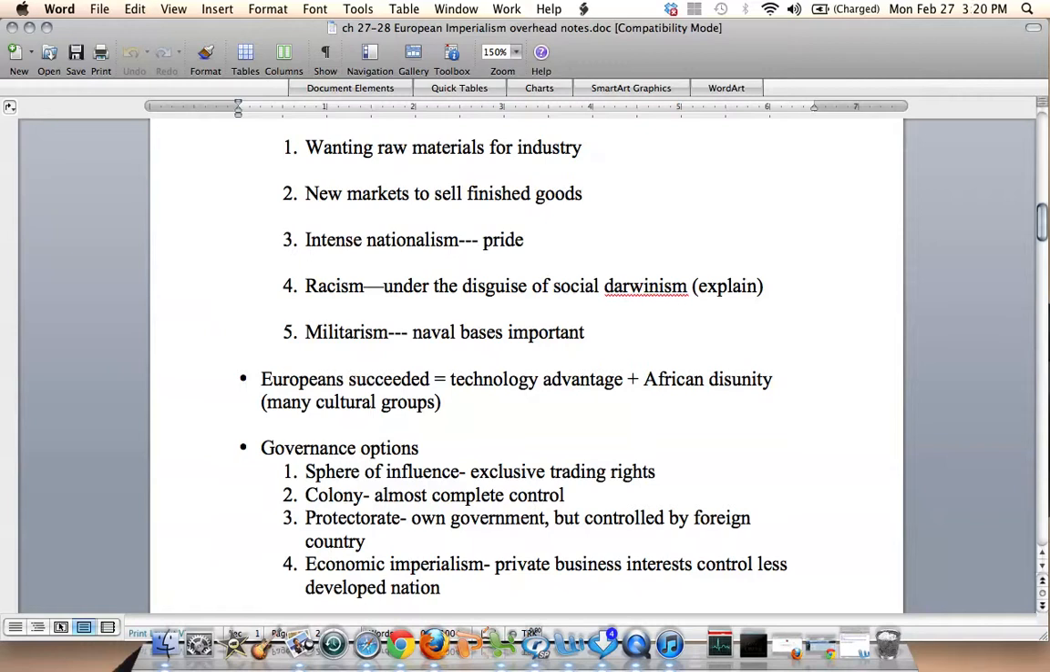For example, in Latin America, we have something called banana republics. And the banana republics are really like Dole Banana Company, Dole Pineapple, controlling some of the countries there. So that's economic imperialism. And different countries use different methods in different regions of the world, depending on whatever met their fancy.